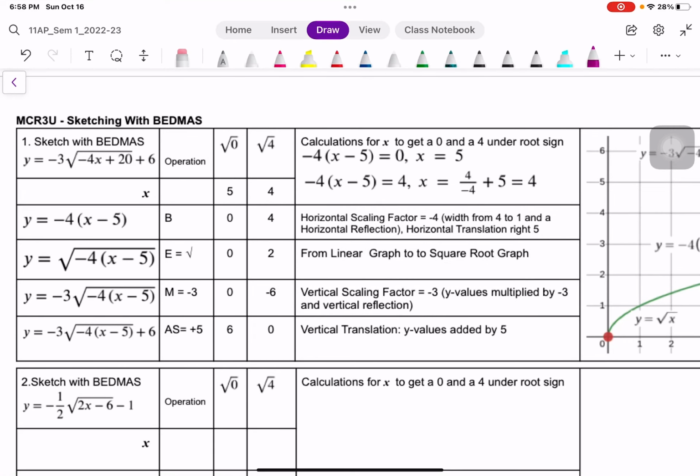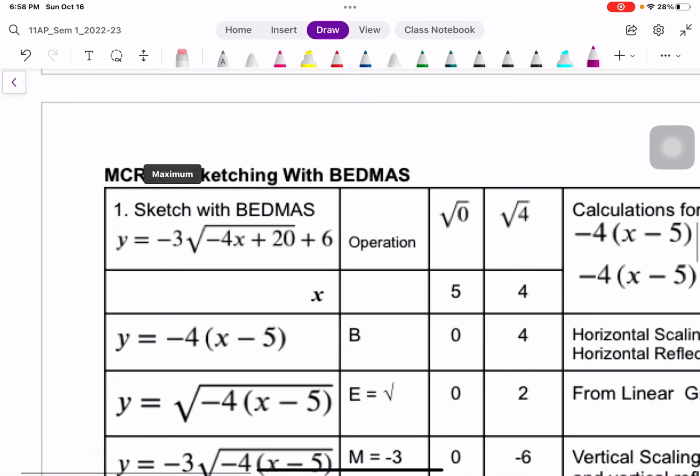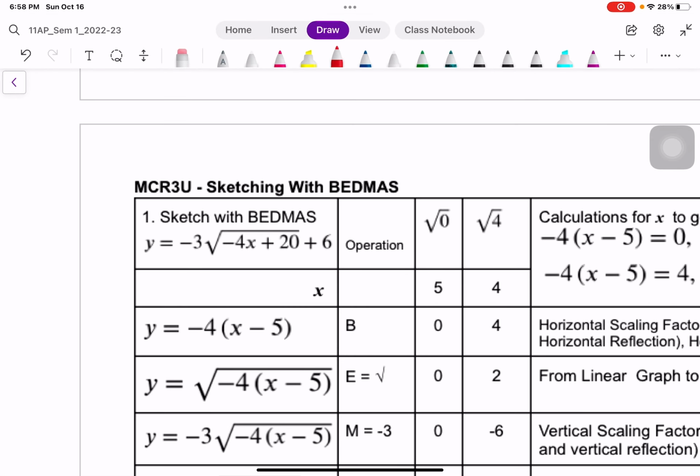Today we're going to do some sketching with BEDMAS. So to begin with, I'll just go over the function that we're going to sketch right here. Some things that we can think about: I see the square root there. I know, for example, that I can't have a negative under here. So I can never have a negative there, so negative 4x plus 20 must be greater than 0. I also know that nice easy square roots to get are 0 and 4. So that's what the root 0 and the root 4 refer to here.